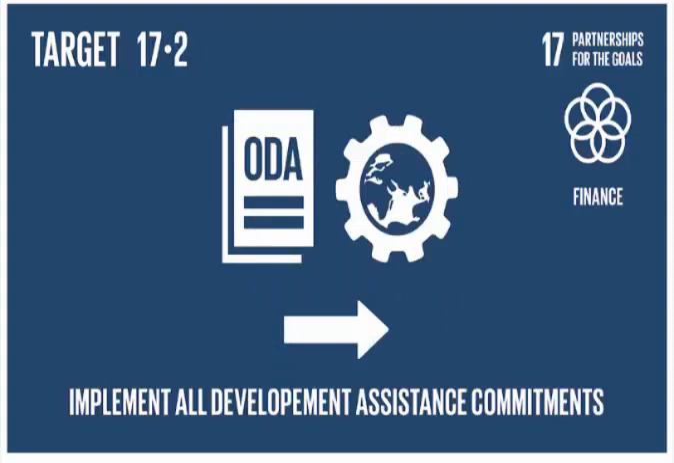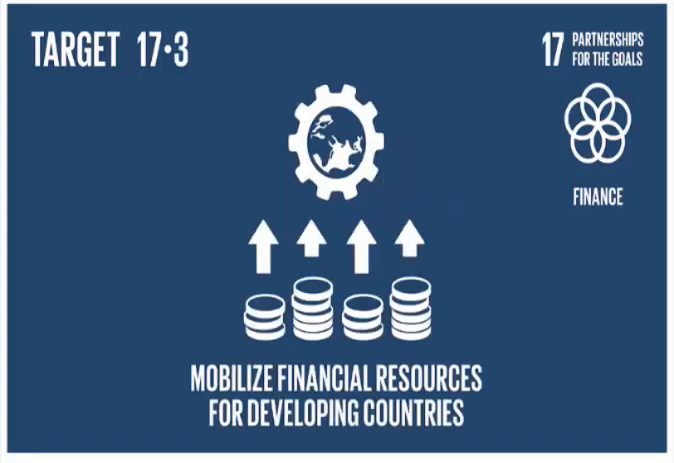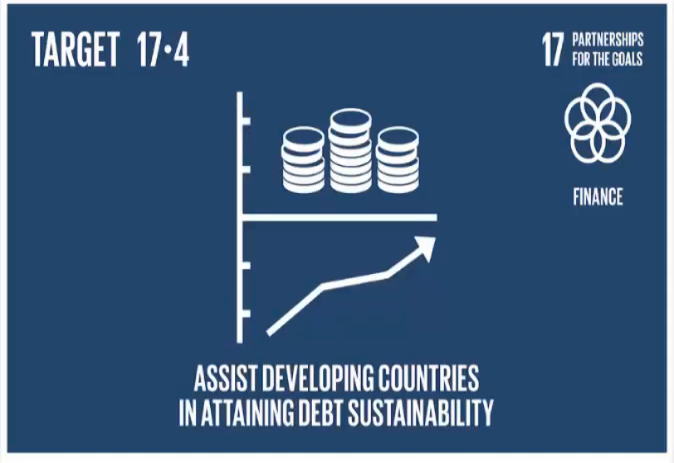Developed countries to implement fully their official development assistance commitments. Target number 3. Mobilize additional financial resources for developing countries from multiple sources. Target number 4. Assist developing countries in attaining long-term debt sustainability through coordinated policies aimed at fostering debt financing, debt relief, and debt restructuring, as appropriate, and address the external debt of highly indebted poor countries to reduce debt distress.